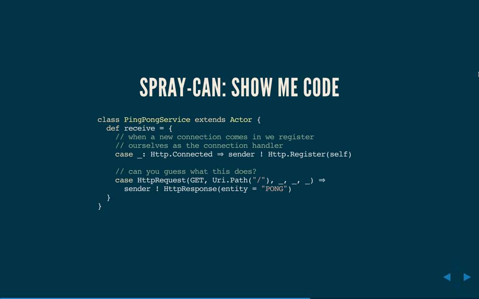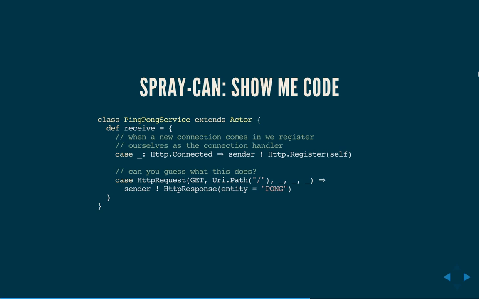So this actor is going to receive a message, an HTTP Connected message, when a new client on the server side has connected. And then your application has a chance to register an actor for this connection that handles everything that happens on this connection. So in this case, this actor just registers itself for all connections that are coming in from the outside.